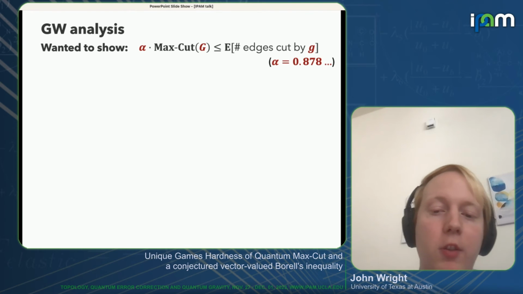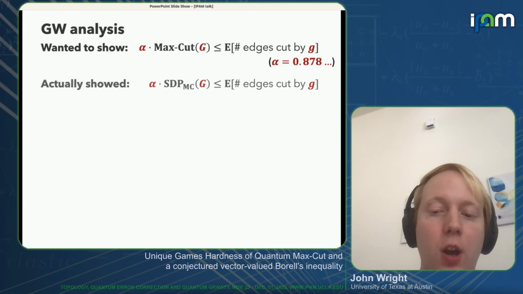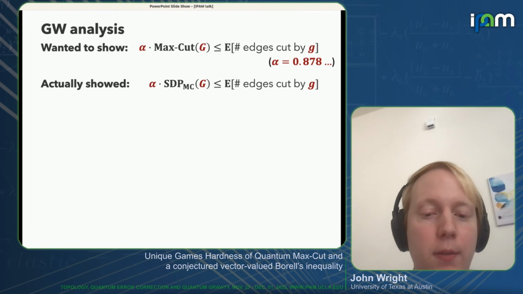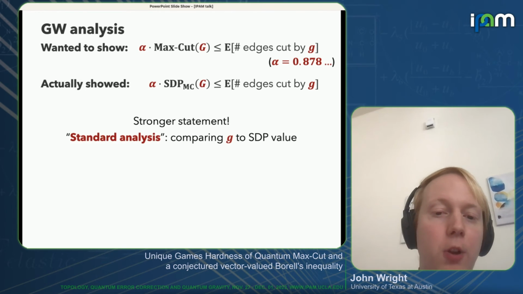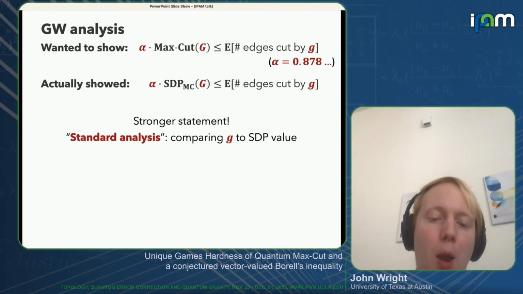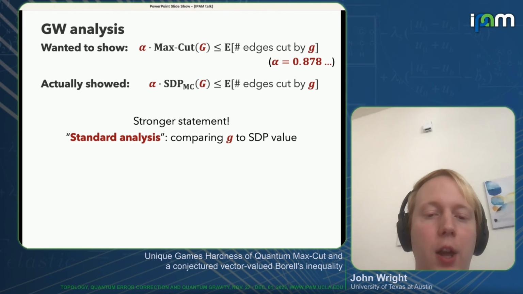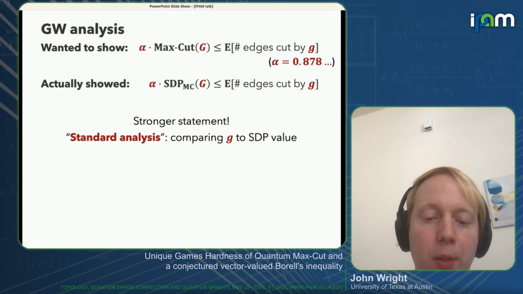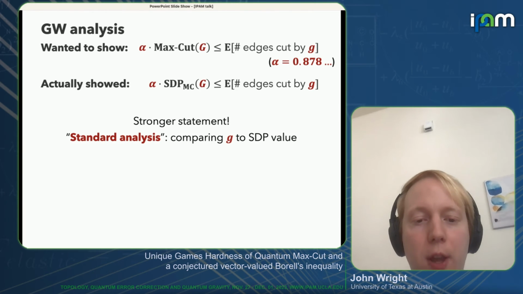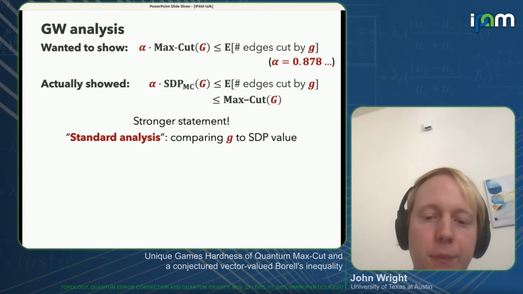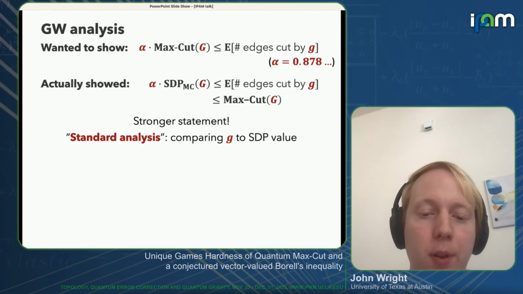But what we actually showed was something stronger, which is that the expected number of edges cut was at least alpha times the SDP value. And this is a stronger statement because the SDP value is always bigger than the max cut value. This is the standard way people analyze SDPs. This is called the standard analysis, which is that you compare the value of G not to the max cut value, but to the SDP value.